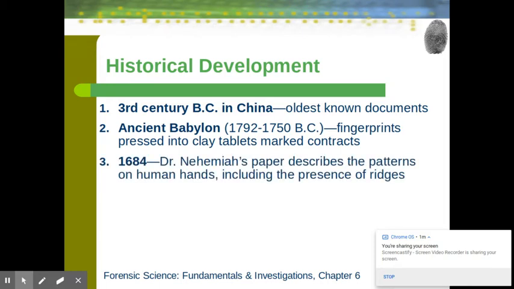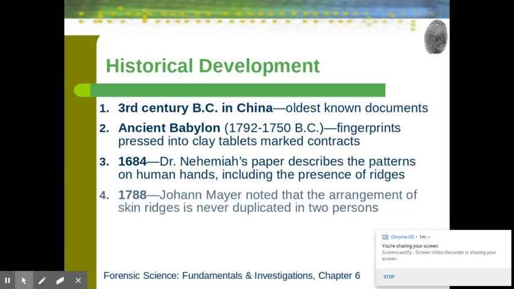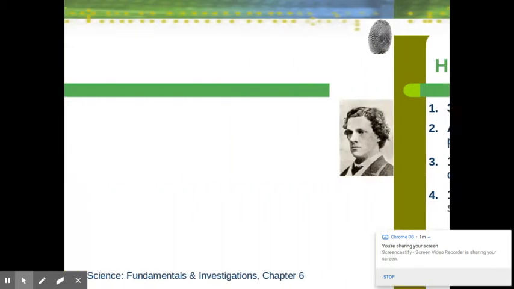Now, in 1684, if you remember from your history, this is when the scientific method comes into play. People are actually doing science and studying things here. So you get the first paper describing patterns on human hands, including these ridges. In 1788, Johann Mayer noted that the arrangement of skin ridges is never duplicated in two persons. So everybody has their unique set.